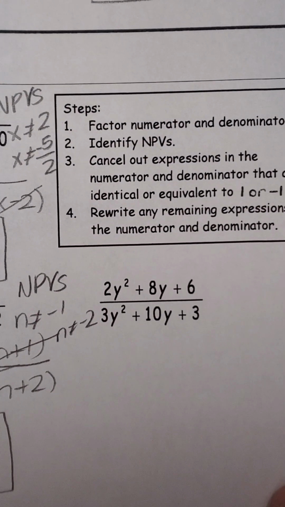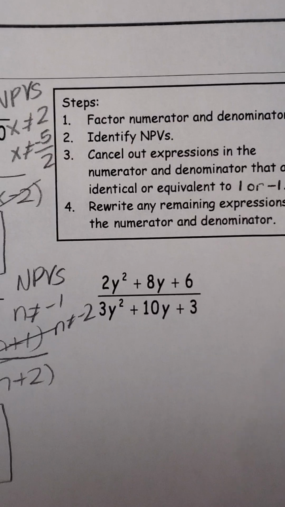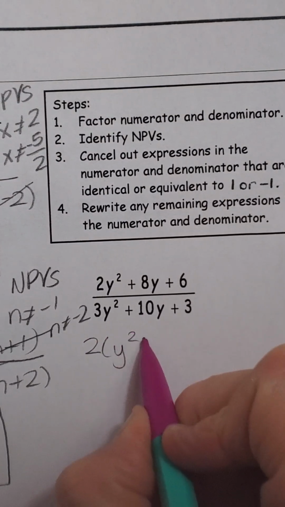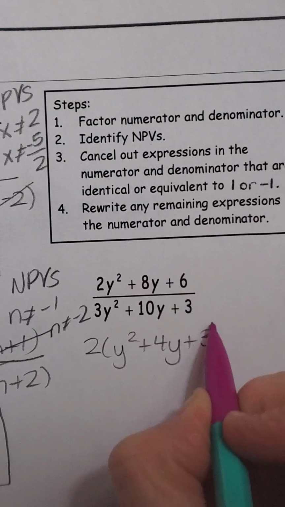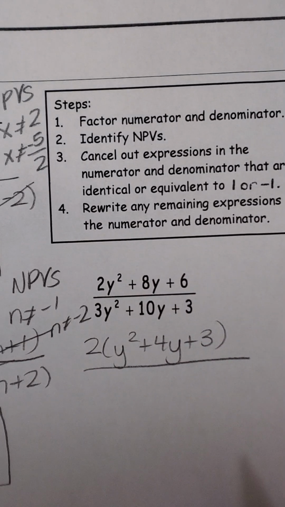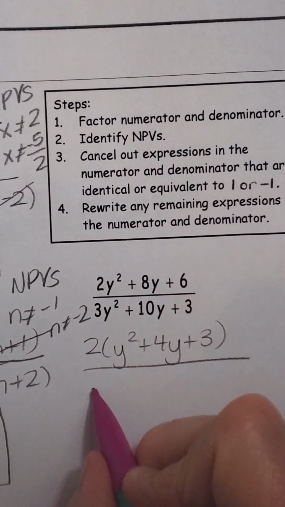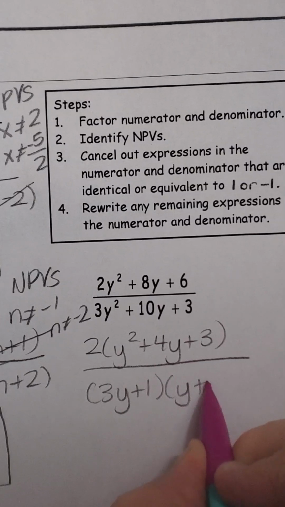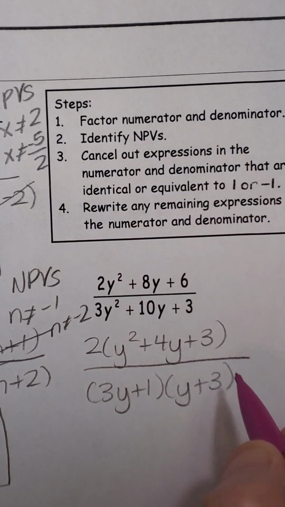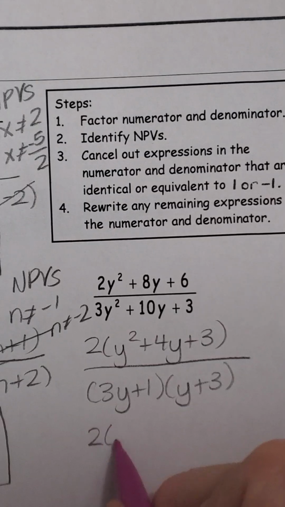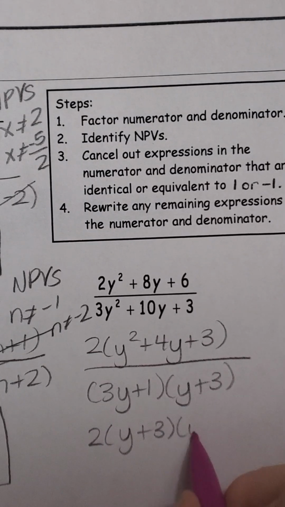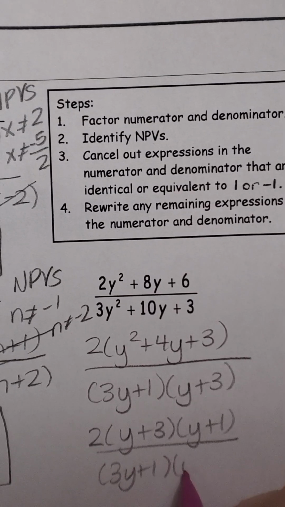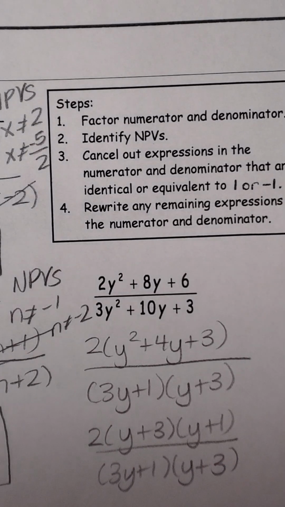And this last one here, GCF first, 2y squared plus 4y plus 3. Difficult trinomial. Then this is also an easy trinomial. And now I'm ready for my NPVs.